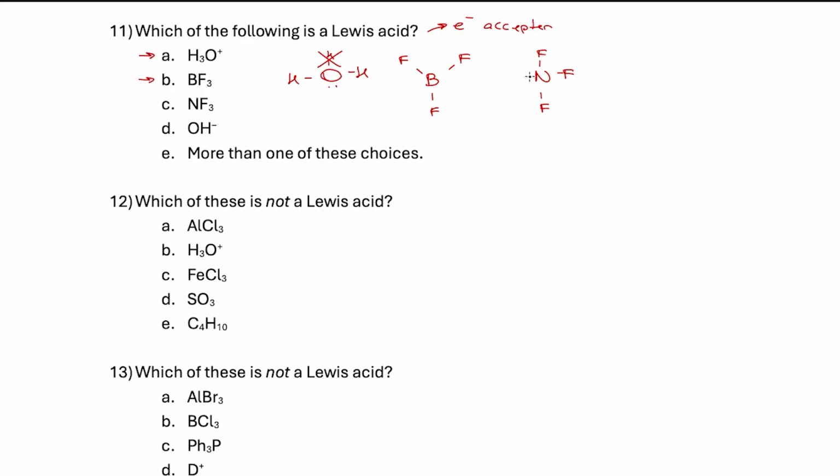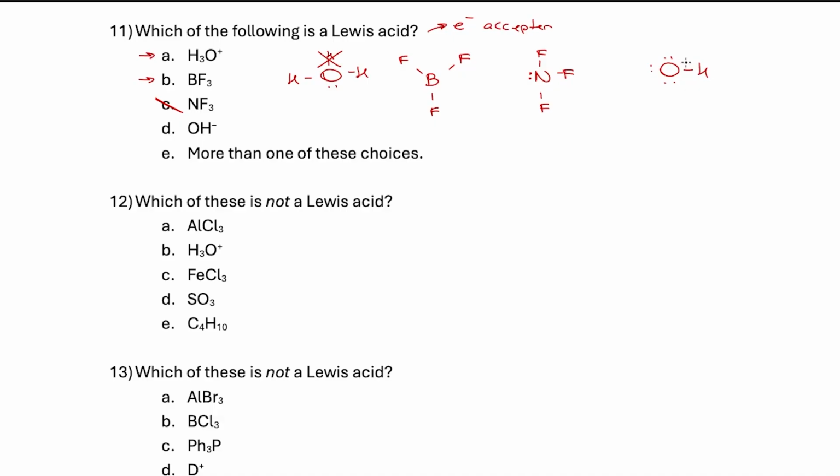Now NF3, we have this lone pair right over here. Now realize that what we're saying is that this guy has to be able to accept another electron pair. But it already has a lone pair. Where is the other electron pair going to go? Is it going to lose one of these bonds? It kind of can't, right? It can't lose one of these fluorines. It can't just break it. It's not a hydrogen. And so this actually can't act as a Lewis acid. And answer choice D, OH minus, would look something like this. So we already have 3 lone pairs on the oxygen.